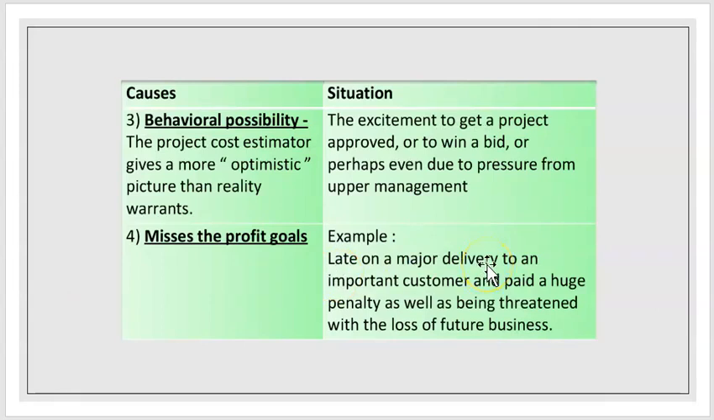The third one is behavioral possibility. The project cost estimator gives a more optimistic picture than reality warrants. Because of the excitement to get a project approved, sometimes this happens, and it misses the profit goals. For example, being late on a major delivery to an important customer and paying a huge penalty. This will definitely hurt our budget.